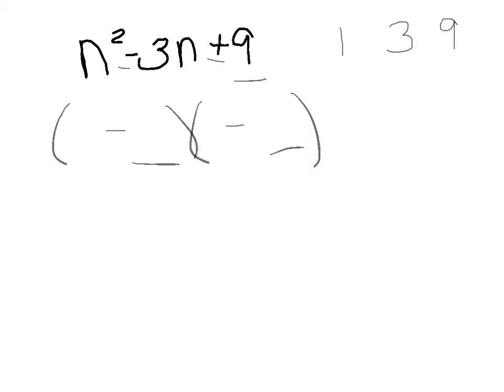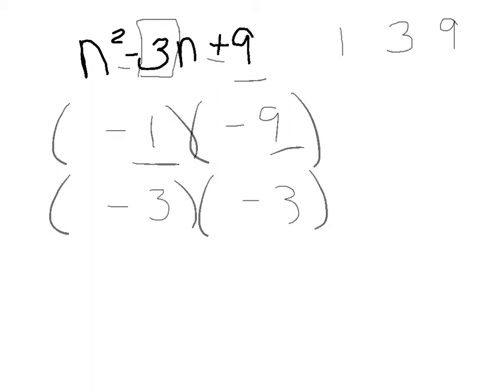So if I put 1 and 9, that would leave me with -10 on the inside, and that's not 3. If I put 3 and 3 here, that would leave me with -6 on the inside, and that's still not 3. So there is no way to factor that.